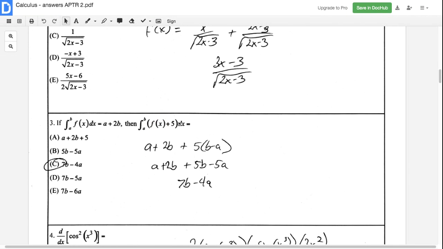And then on the other one, we have the integral from a to b of 5. So you can do this one of 2 ways. You can integrate and get 5x and then plug in b and a. Or you can just understand that if I'm integrating just a constant, it's 5 times the difference. So either way, you're going to end up with 5b minus 5a for that piece. Put my like terms together, we get 7b minus 4a.